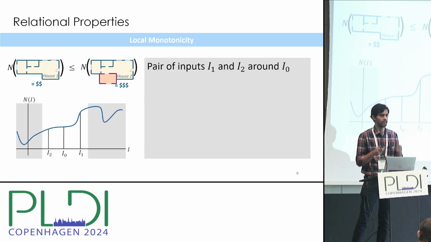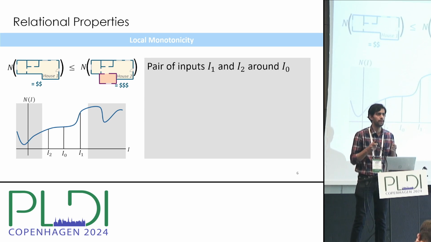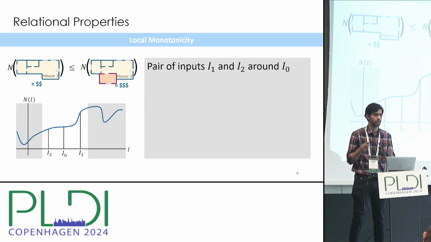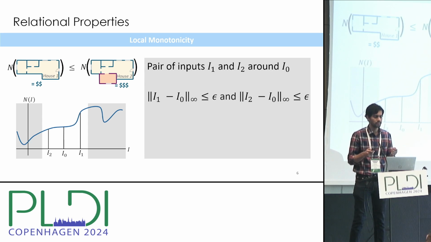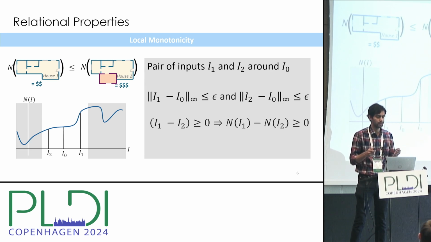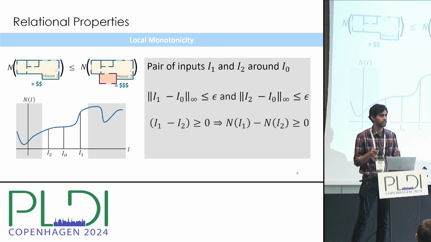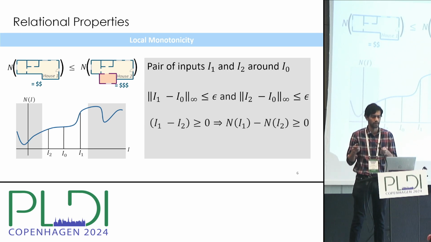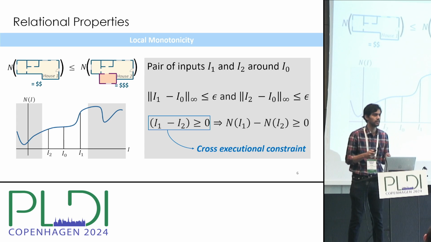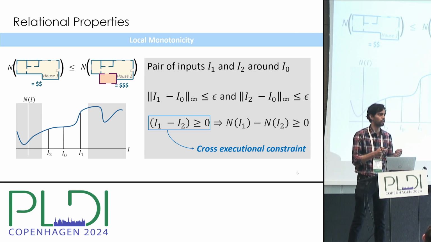In the local monotonicity property, we have a pair of related inputs, say I1 and I2, sampled from a local input region around a given input I0. In this case, what we want to prove is that if I1 is greater than or equal to I2, then the corresponding output N of I1 is greater than or equal to N of I2. Now, as we can see, the pair of inputs I1 and I2 are no longer independent. They are related by this linear constraint, which we call the cross-executional constraint.